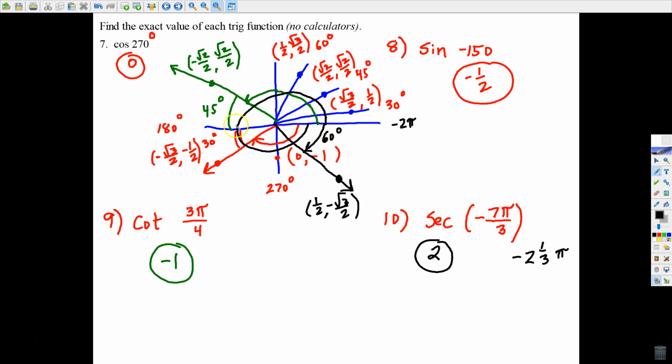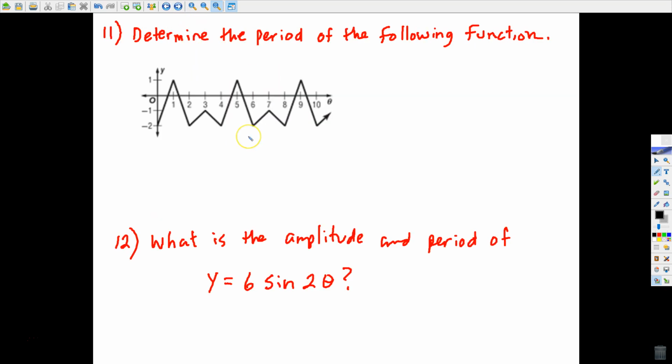So make sure that you understand the unit circle. Okay. Number 11, define the period of the following function. Well, the period, just by way of review, is the horizontal distance of the pattern where the graph starts to repeat.